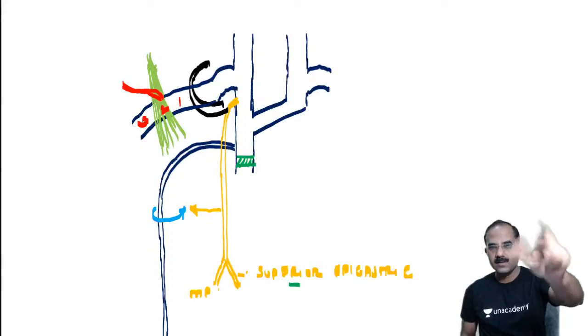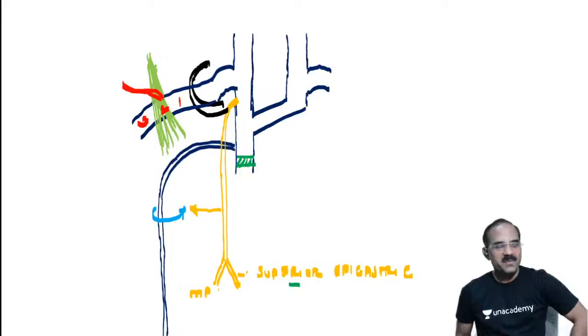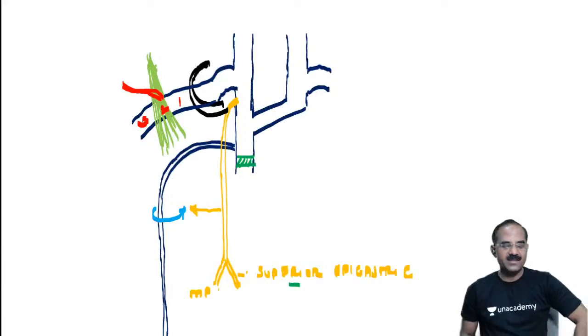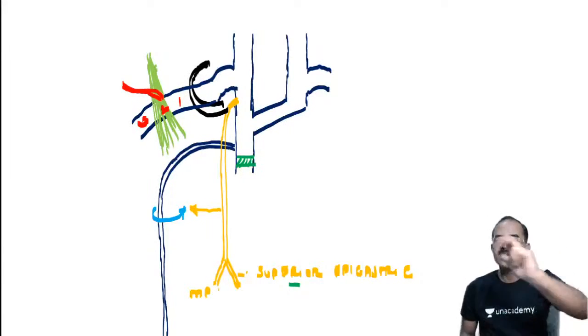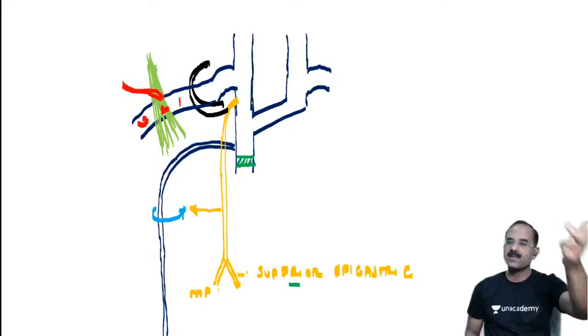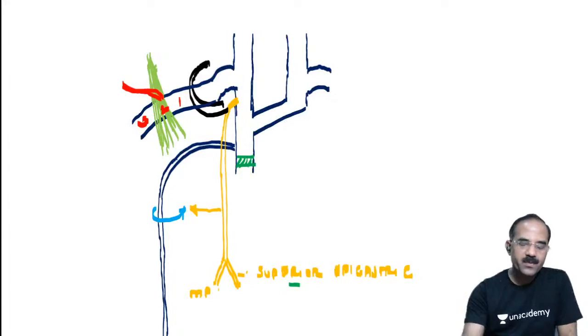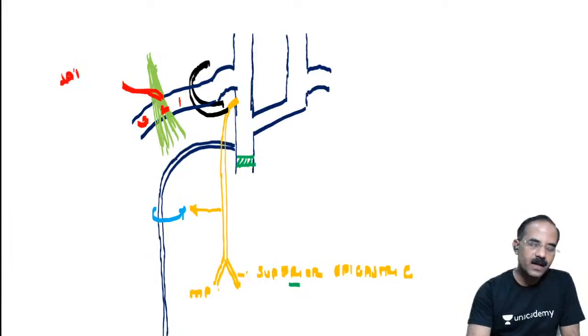One is the... Answer. What are the branches of the second part of the axillary artery? One is the lateral thoracic, and the second one is the thoracoacromial. Lateral thoracic and thoracoacromial artery. Very good. So what is this vein? This is the lateral thoracic vein.